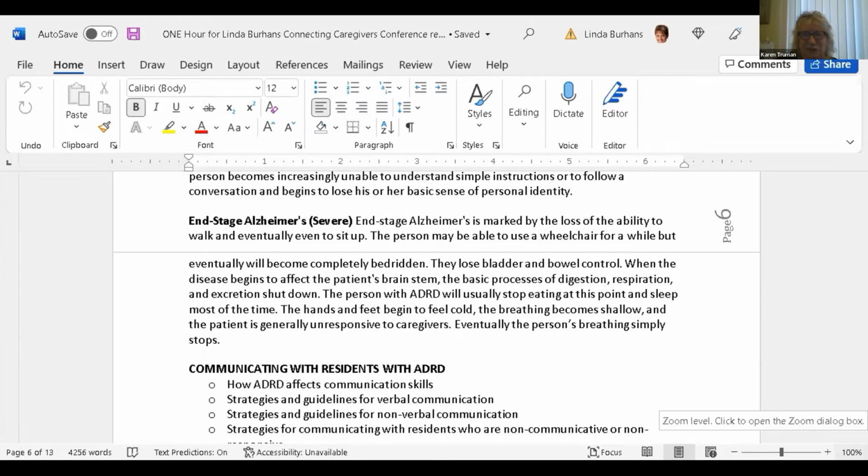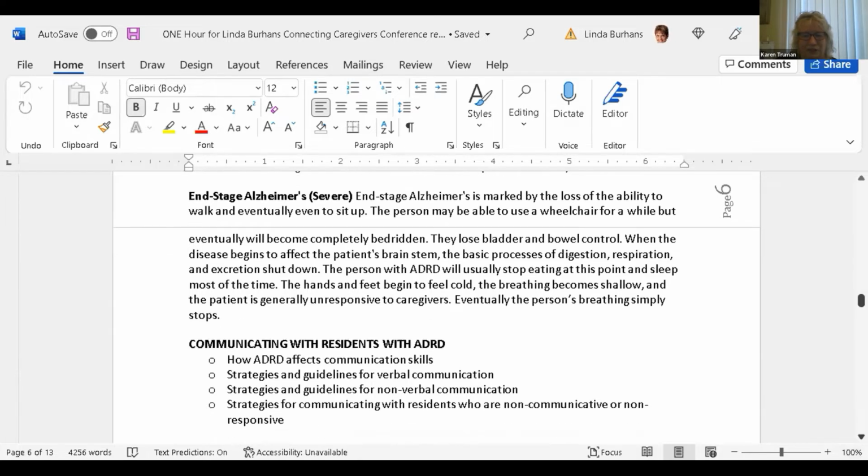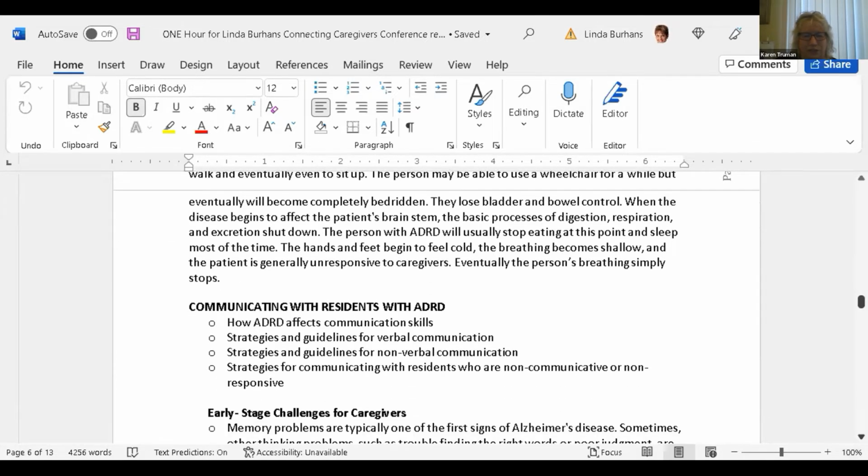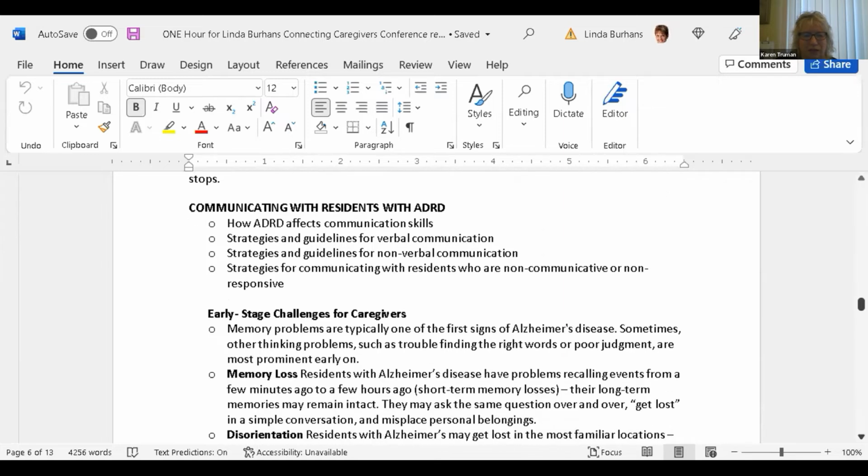And that's a really, really important step on the journey. We need to stop and we need to get some help. We need to go to adult daycare. We need to find some respite care. We need to call family in. There's a lot of things that we need to keep doing, okay?